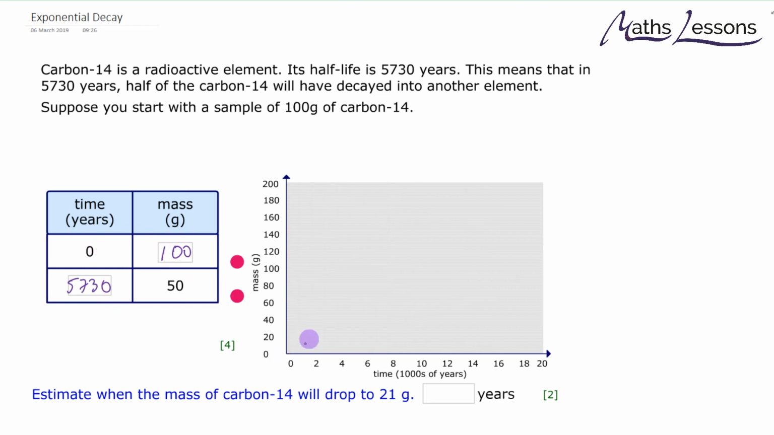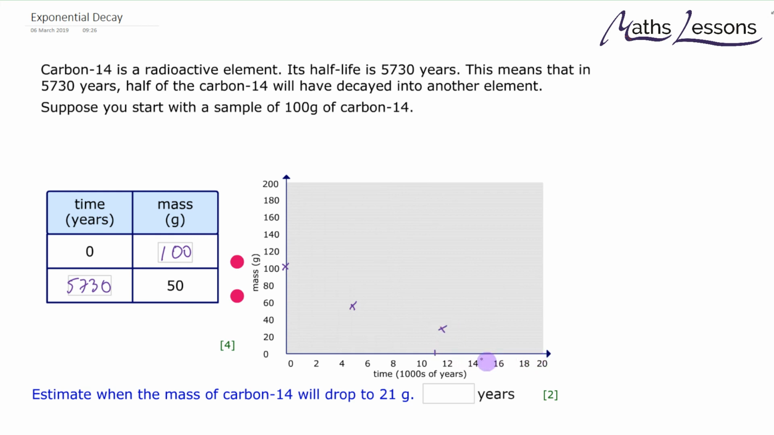So we could plot 0 at 100. And we can plot 50 at 5,000 and a bit, getting on for nearly 6,000, so round about here. Then we can realise that the next time it'll be half, 25, will be at double that. So if you just times this by 2, we're going to get 11,460, so it's going to be just about halfway between 11 and 12. It's going to be at about 25, so it's going to be a point there.